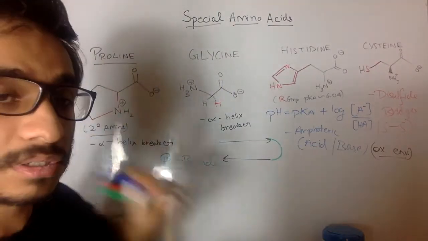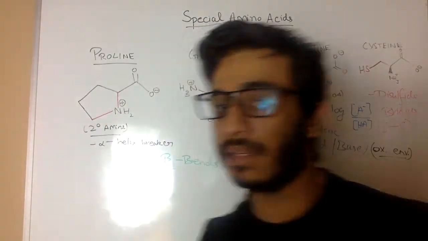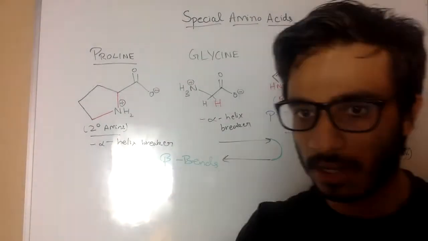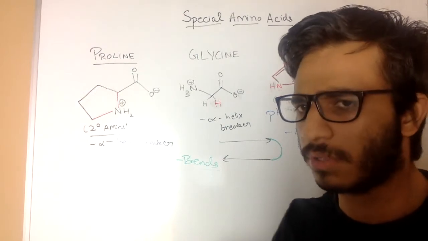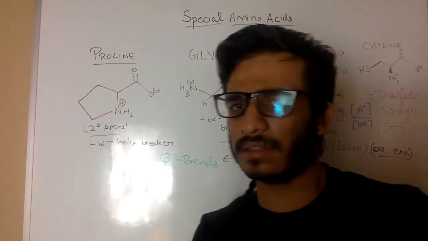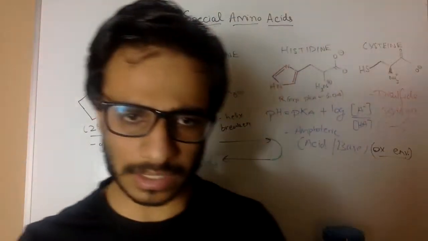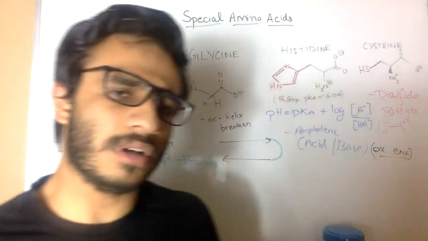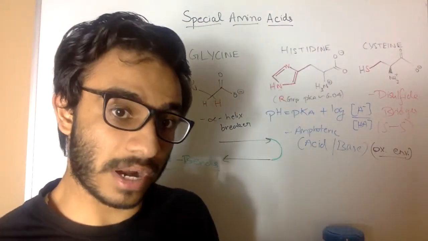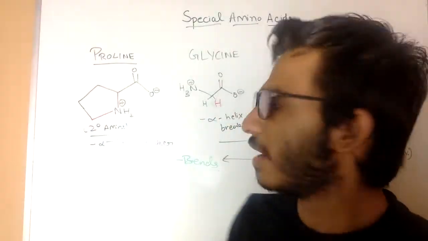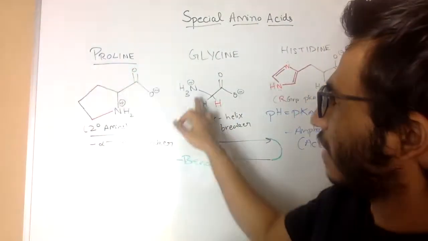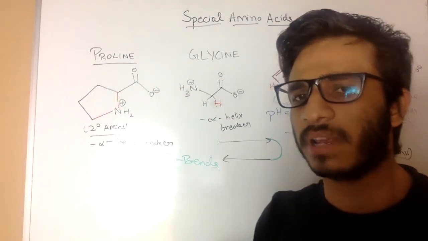Okay. So we'll start with proline and glycine. These are called alpha helix breakers, so they are usually not found in alpha helices. Alpha helices are the secondary structure found in most proteins, and we'll talk about alpha helices and beta strands in the protein video series. Okay, why are proline and glycine alpha helix breakers?